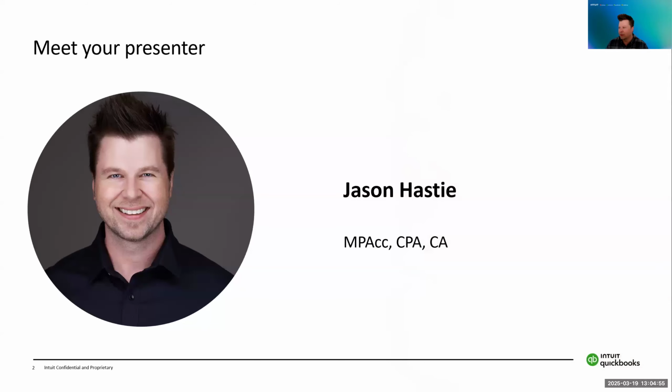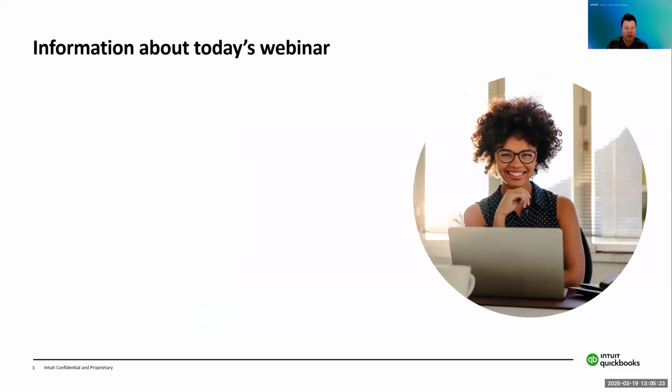All right, yes. My name is Jason Hasty. I'm a CPA, CA. I got my CA way back in 2001. I got my master's in accounting the year before from the University of Saskatchewan, and I have been doing taxes for over 20 years now. Good times. This year it's a little bit interesting and a little bit different with the capital gains stuff, so I'm going to be talking a little bit about that today as well.